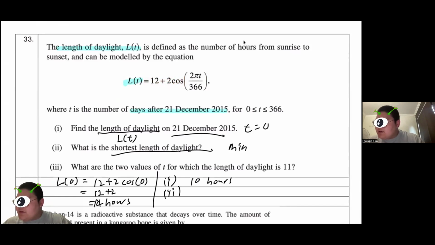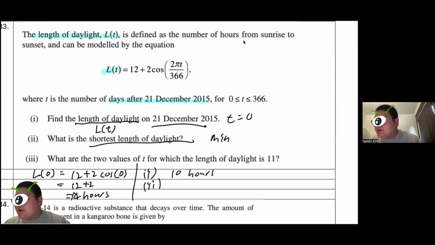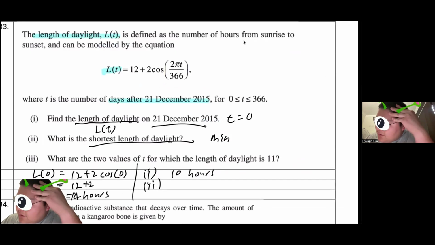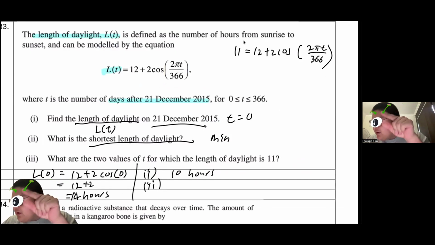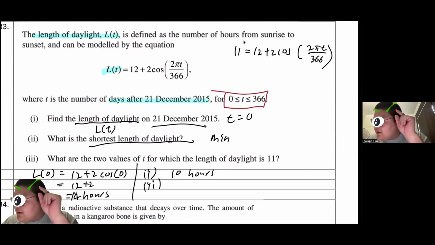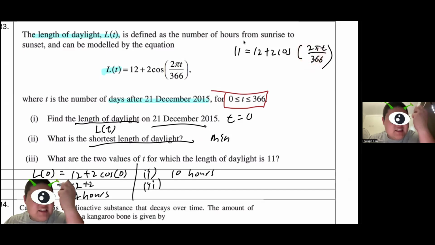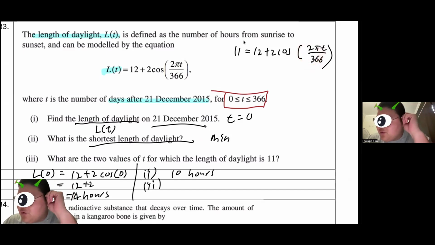What are the two values of t for which the length of daylight is 11? I probably should have given you more space. I'm sorry, guys. I'm looking for 11 equals 12 plus 2 cos of 2 pi t on 366. Before you solve this equation, you need to be careful. t is given from 0 to 366, but my t is manipulated. Something's gone wrong, right?